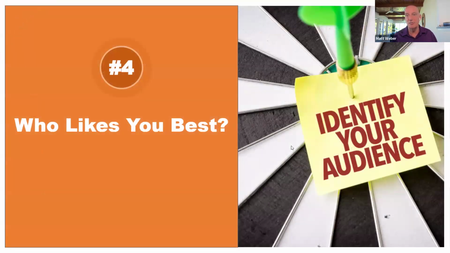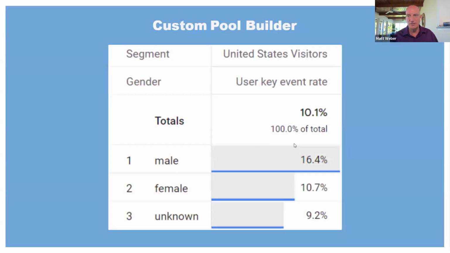But let's get back on track here, because the fourth thing that your website's trying to tell you, it's just trying to tell you who likes you best. Not everybody responds the same to your messaging. You know, and that's pretty easy to find too. And again, this is actual data. Everything I share with you today is actual data.